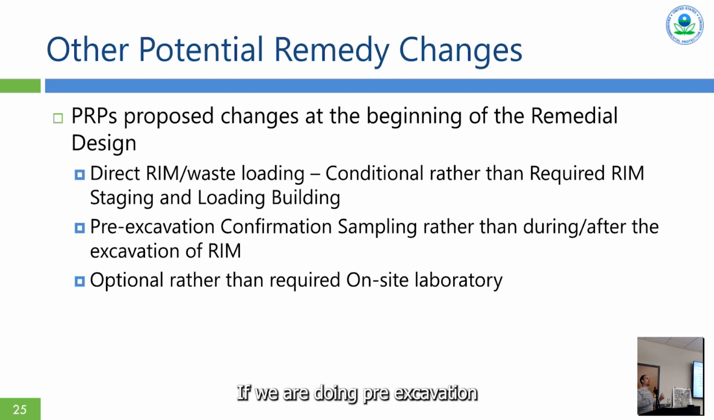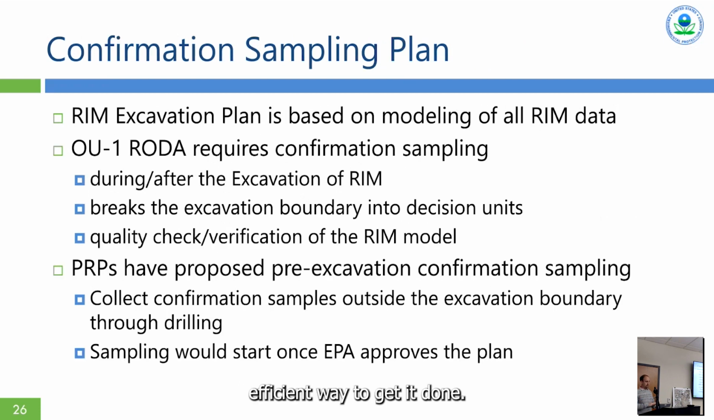If we are doing pre-excavation confirmation sampling, then we don't have to go through the additional Q&A, and there are challenges in getting an on-site lab to provide the same quality of data that a commercial laboratory can provide. So what they're combined together, and what we would do on the CERCLA documentation side is make that optional. If you do pre-excavation confirmation sampling, you do not have to use an on-site lab. And our preference is to have the better data quality that comes out of a commercial lab, if that is an efficient way to get it done.